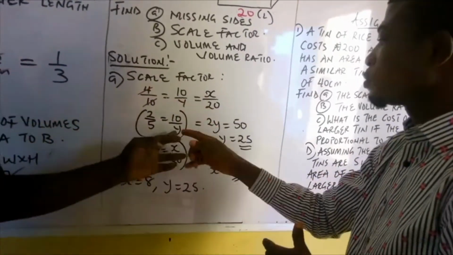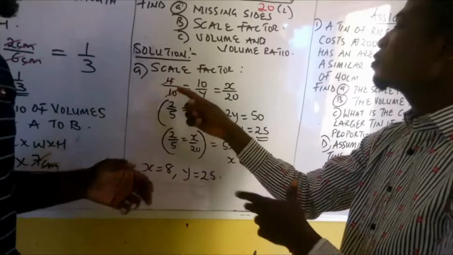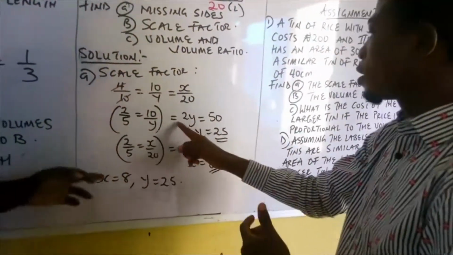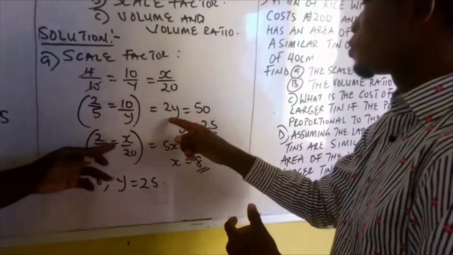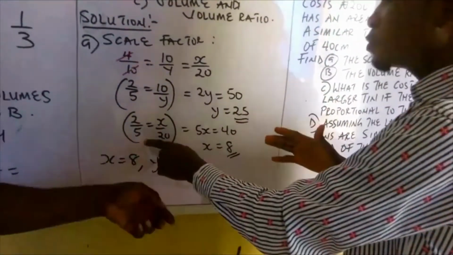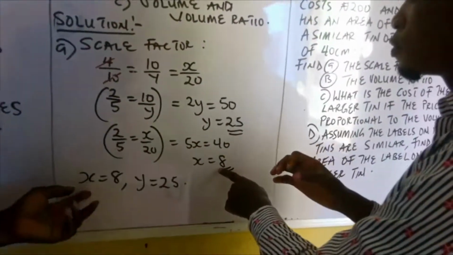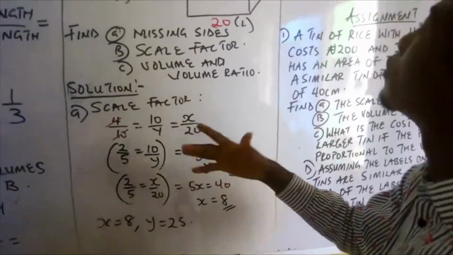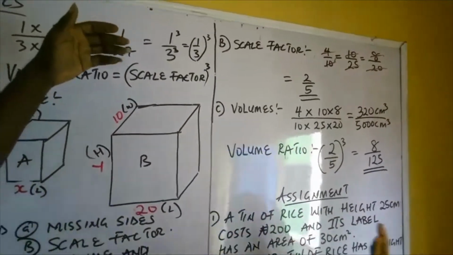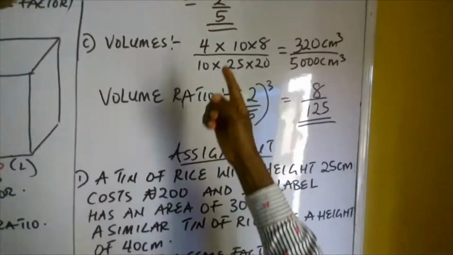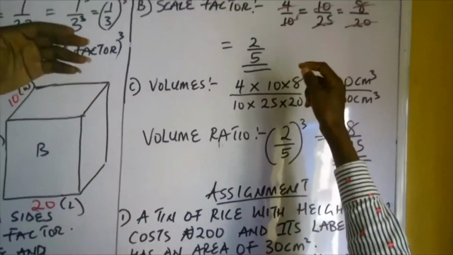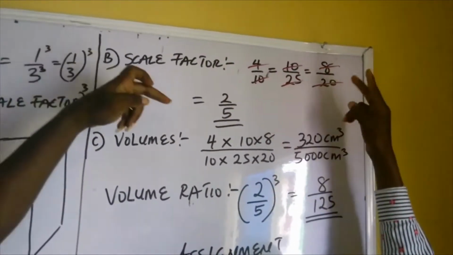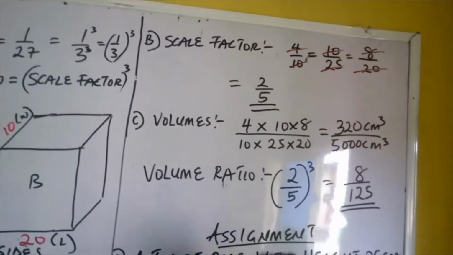Now solve this. When you cross multiply, it ends up giving you y equals 25. Then 2 over 5 equals x over 20; solving the same way gives you x equals 8. Now x is 8, y is 25. Let's check if that is true from our scale factor: 4 over 10, 10 over 25, 8 over 20. Reduce everything to the lowest terms and we come back to 2 over 5, which is our scale factor.